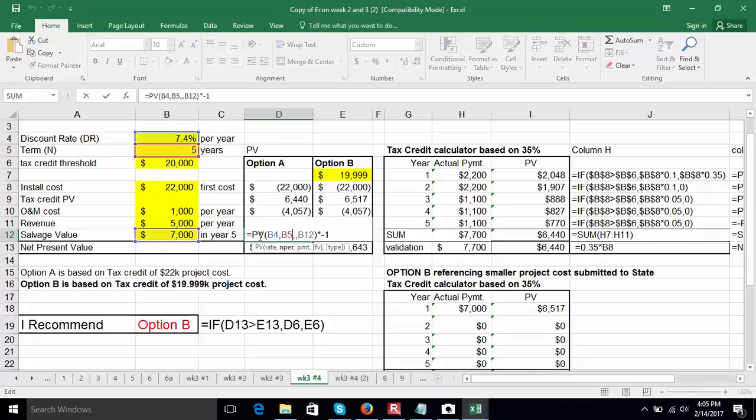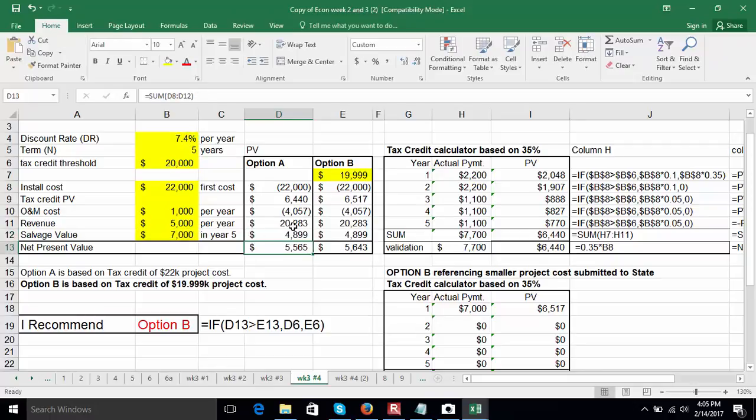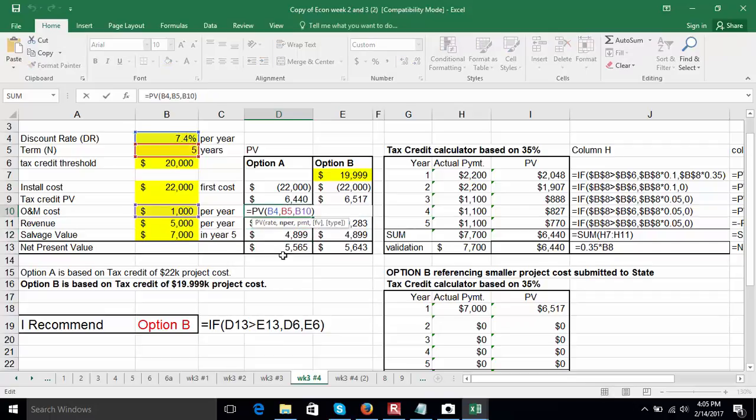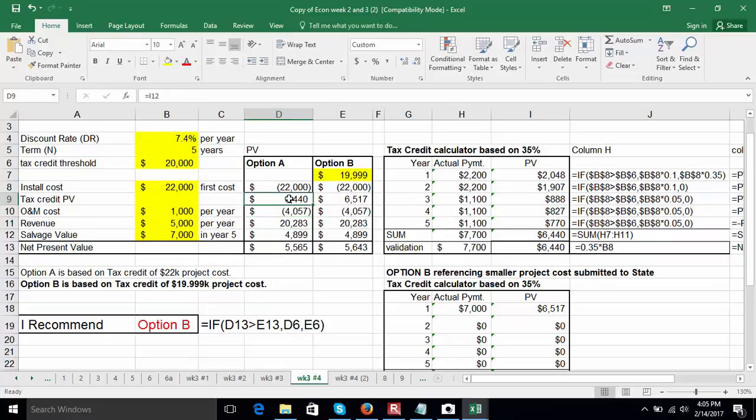Present value of $7,000 in 5 years is $48.99. Present value of 5 years of revenue at 7.4% is 20,000. The present value of these costs is a negative 4,000. We've kind of gone to great lengths. This is the trickiest part to calculate, those two numbers. I got those after an hour of work. But there they are.